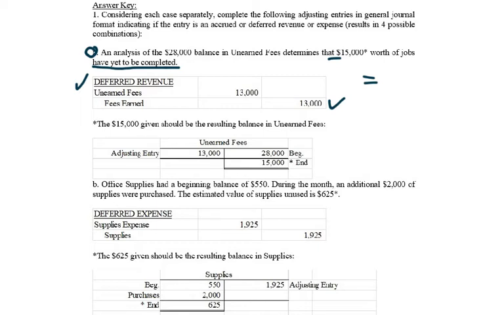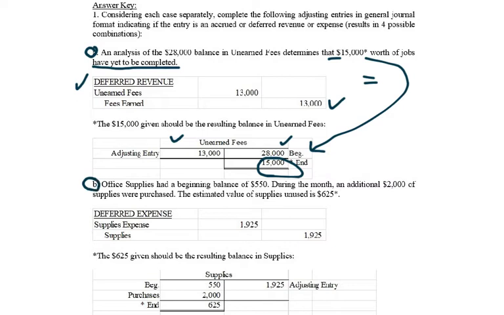So what you're looking at down here is what will happen after you plug that adjusting entry in. Because there's the beginning balance in the liability, $28,000 credit balance, the adjusting entry will take 13 out of it, resulting in a $15,000 ending balance, which is what we're looking for. And again, this is an example of a deferred revenue.